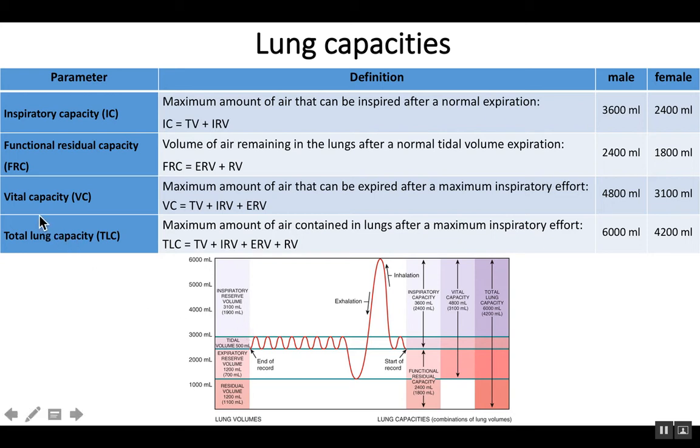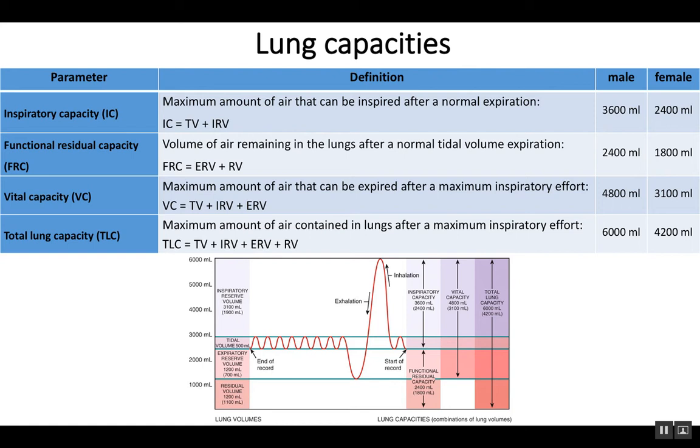Next one, vital capacity, or VC. Maximum amount of air that can be expired after a maximum inspiratory effort. Basically, if you were to think about just forcefully breathing, what's that capacity? So that is this bar here, vital capacity. So it's the maximum amount of air that is being exchanged during forced breathing. So if you were to think about forcefully breathing, breathe as much air in as possible, exhale as much as possible. That volume is called vital capacity.